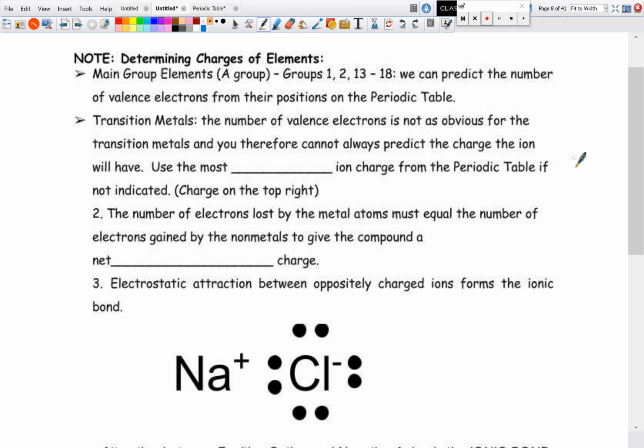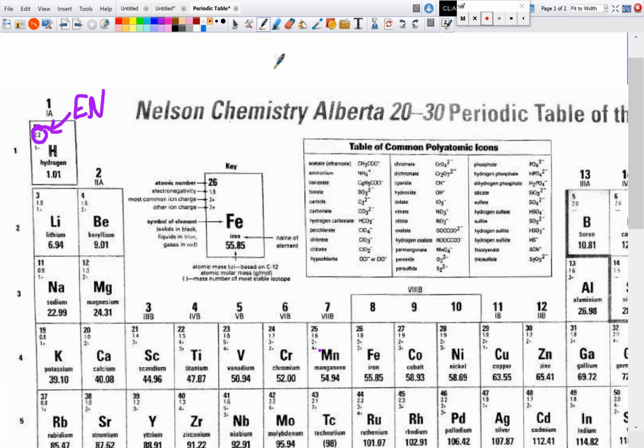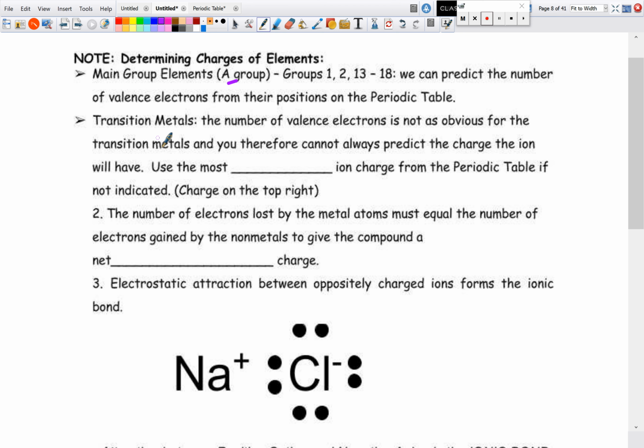So when we're trying to determine the charges, we've already looked at how to do it with our group A's, and that is we look at what number is associated with it. So we only look at the A ones: 2A, 3A, and so on. Now our transition metals, we don't do it with those. With transition metals, the number of valence electrons is not always obvious, so we cannot always predict the charge on the ion.